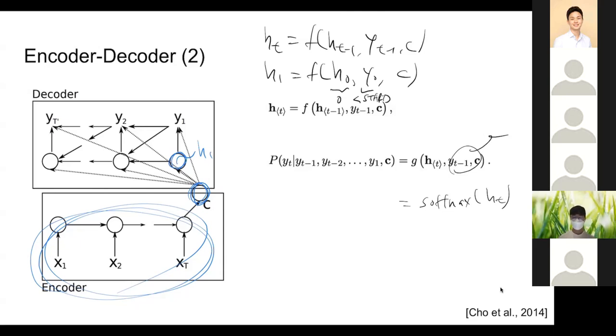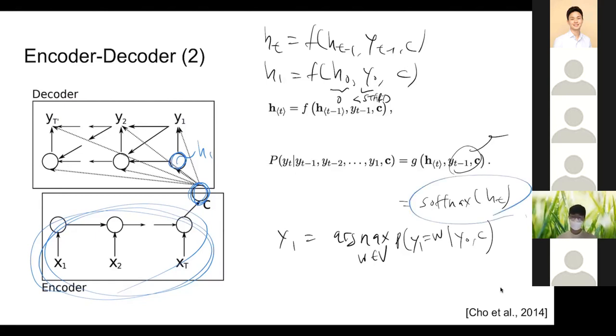And now you can predict the most likely word for Y1, which is just the argmax over w of P(Y1 equal w given Y0 and C), right? You're choosing a word among the vocab space. So you can just continue doing this during the decoding stage to decode it. And you can also train it by looking at this softmax probability and trying to match that to the target distribution, which is the label.